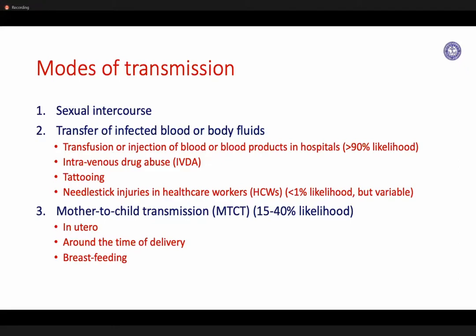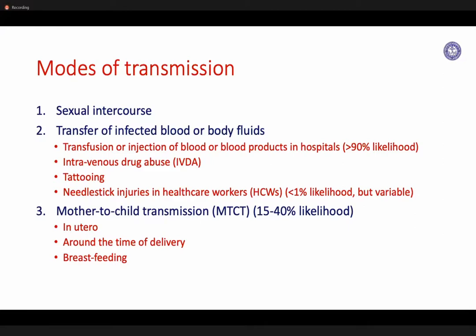So these 4 ways of transferring infection, that is transfusion, IV drug abuse, tattooing, and needle stick injuries, all these methods, these exposures, transmit all blood-borne viruses. That includes HIV, hepatitis B, and hepatitis C. It also includes other viruses, but mainly the 3 that we talk most about are these 3.